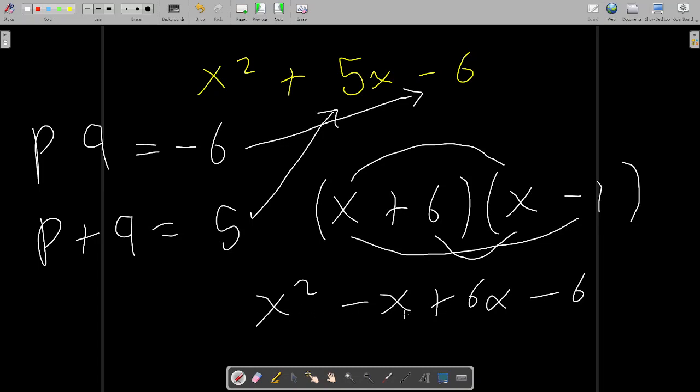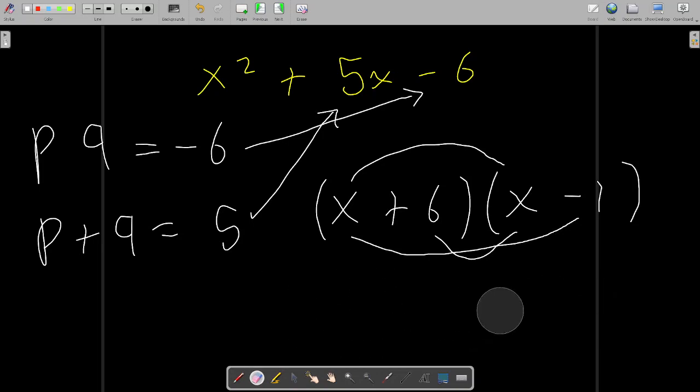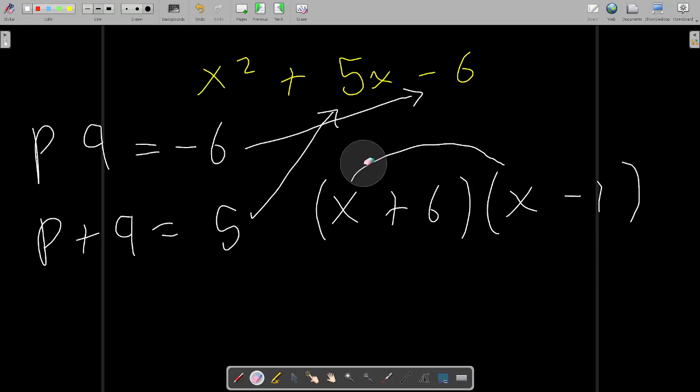x squared, now minus x plus 6x, meaning 6x minus x is just 5x. So we can just remove this and replace it with 5x. There we go. We have found x squared plus 5x minus 6. So we found here that x plus 6 multiplied by x minus 1 is the same thing as x squared plus 5x minus 6.